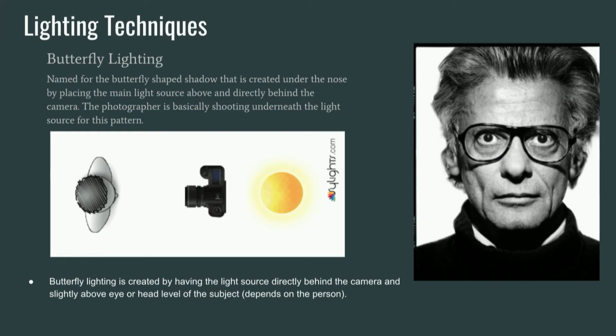Then there's what we call the butterfly lighting, named for the butterfly-shaped shadow that is created under the nose by placing the main light source above and directly behind the camera. The photographer is basically shooting underneath the light source of this pattern. So as you can see from the lighting here, there's a bit of shadow right under my nose right there.